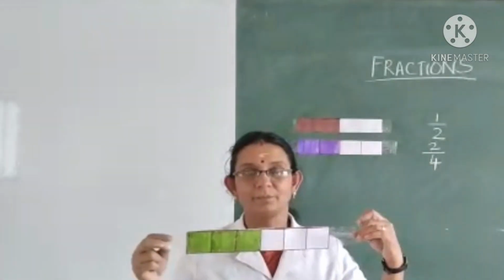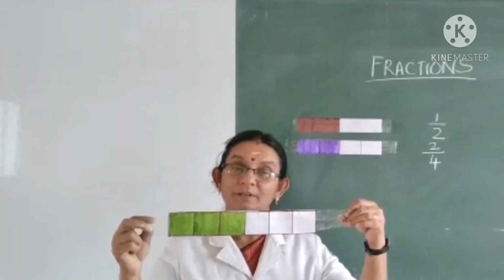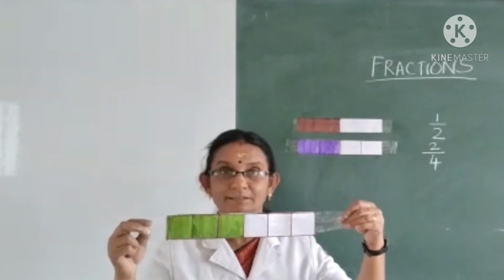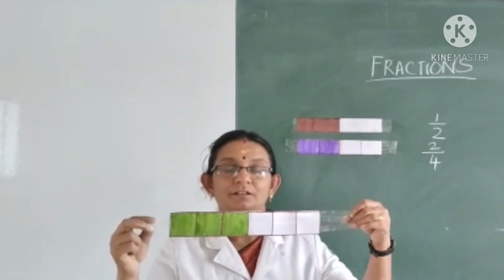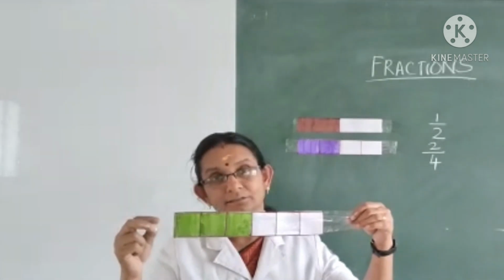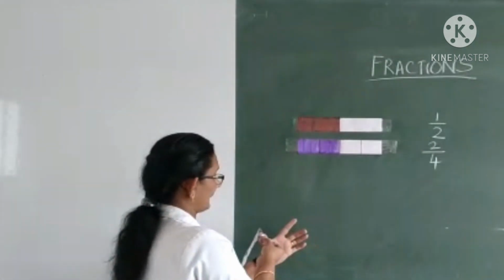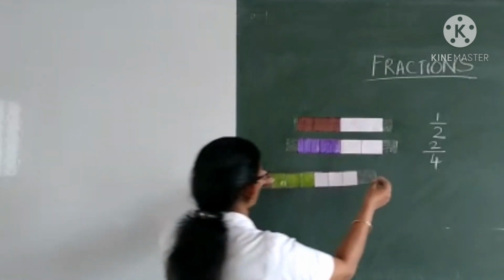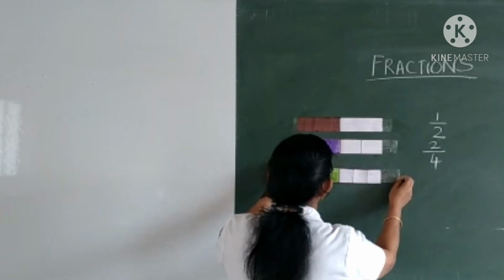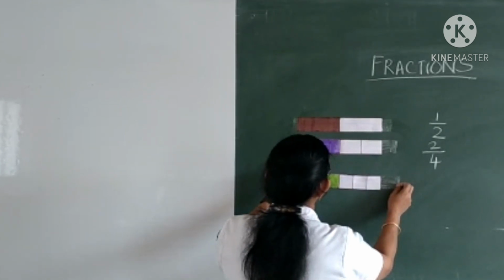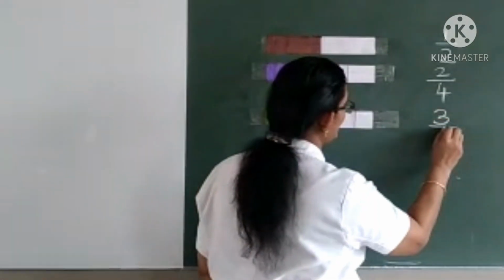Now, look at this strip. Can you tell me the fraction? How many parts are there? There are 6 parts and 3 parts are shaded. So, the fraction is 3 by 6.